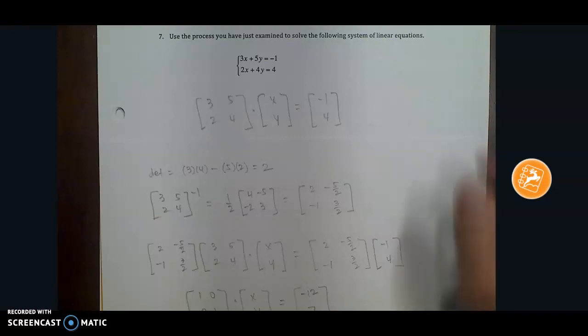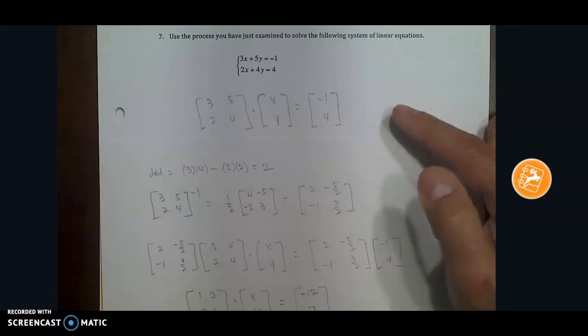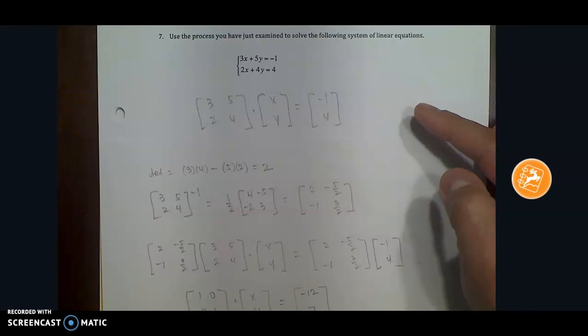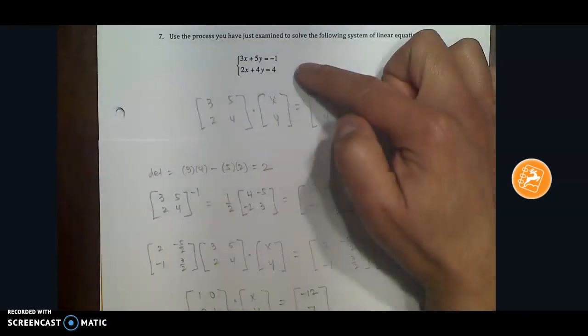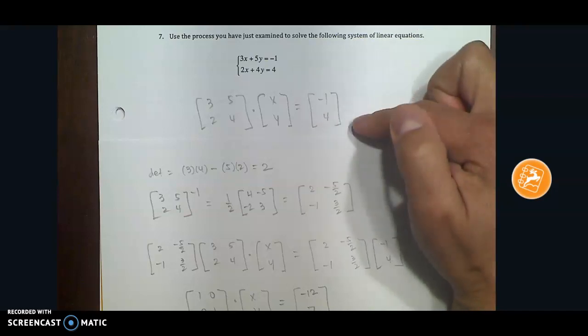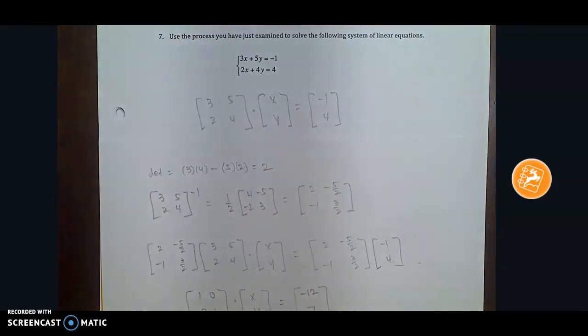Alright, so this is where we left off. I asked you guys to solve this systems of equations by using matrices. So again, we rewrote this two variable system as a matrix equation. Here we see the solution. This is what you should have got.